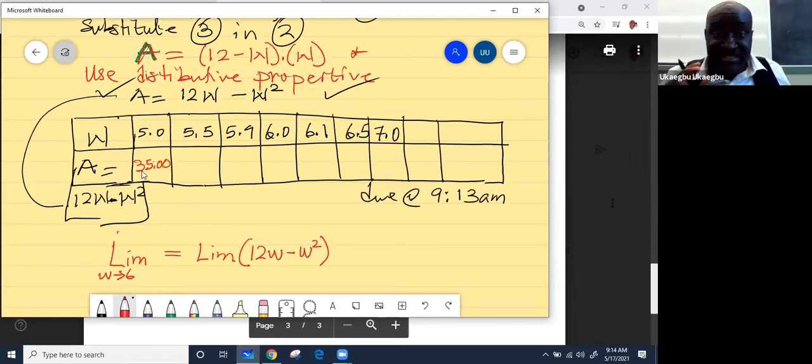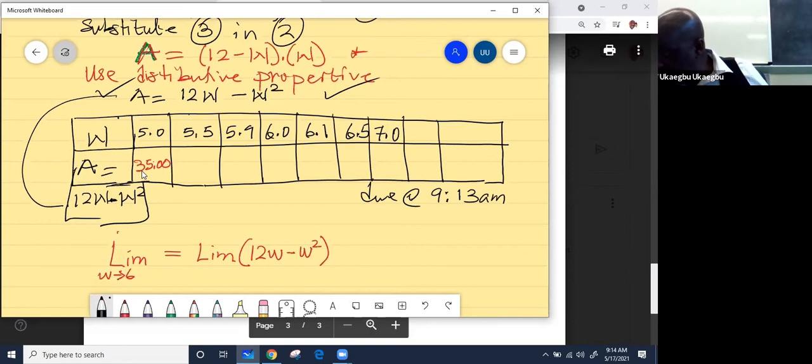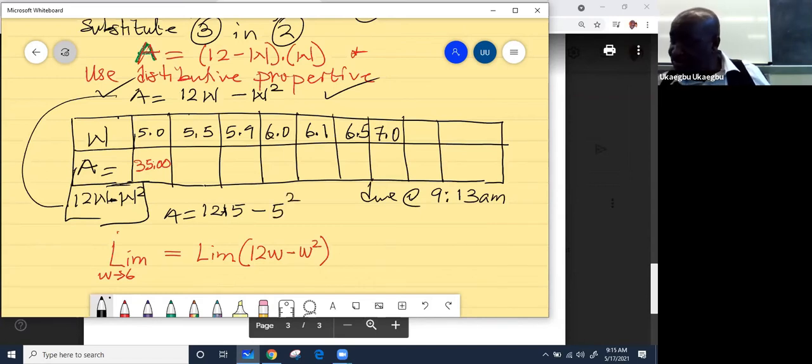Okay, because Chioma said it might be wrong, now let's see how we got that 35. All we need to do is plug in. Our area is equal to, you see, the formula is 12 multiplied by W, the width, which is 5, and then minus W squared, so 5 squared. Okay, so 5 squared is 25.